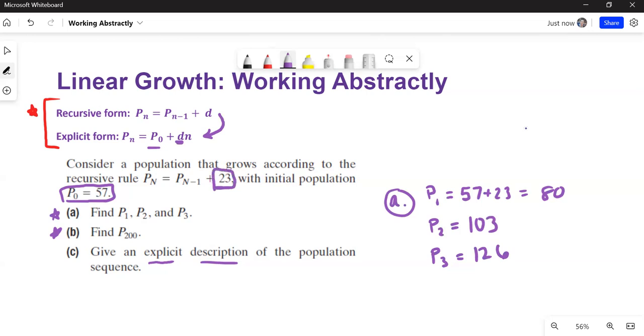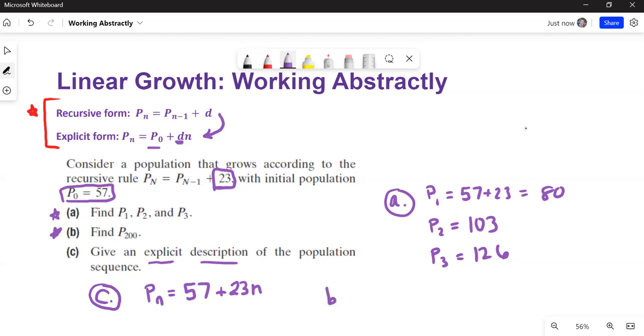So in part C, we're going to do that actually first. We're going to do it out of order. The explicit formula would be P naught, 57, that's where we start, plus 23 times the n, which is the amount of time or the term number itself.